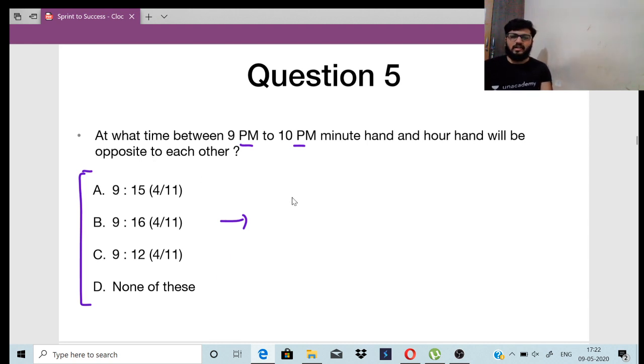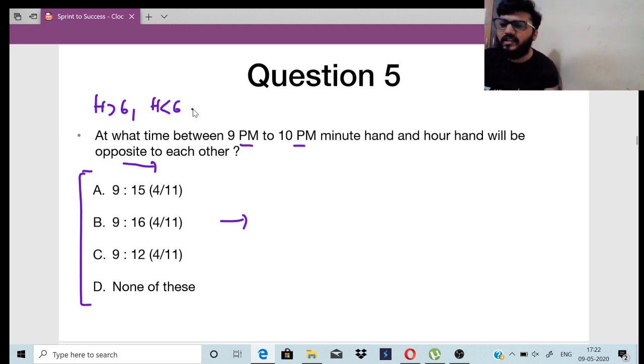So there is another formula here. How do you find this out? This is a different question. I am asking the time between 9 and 10 when the minute hand and hour hand will be opposite to each other. So tell me, is h greater than 6 or less than 6? I will tell you the formula.